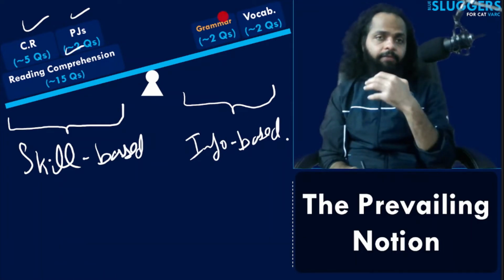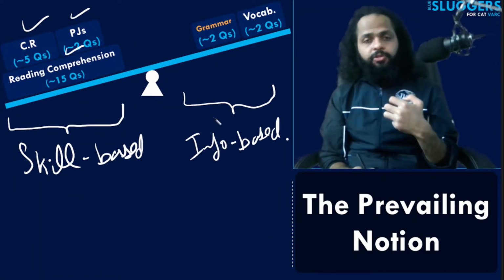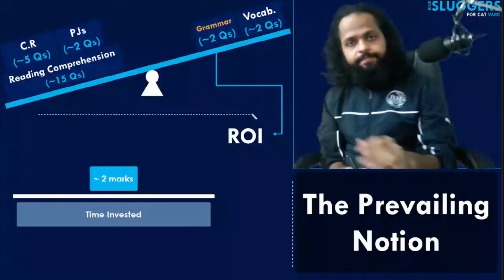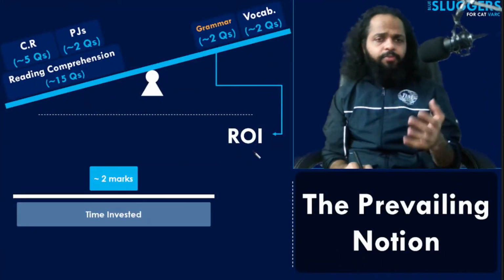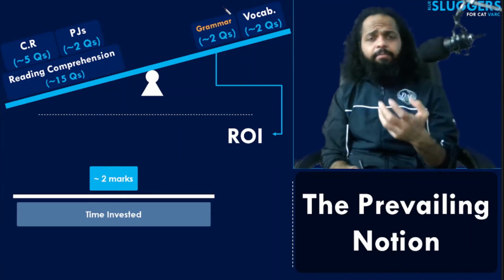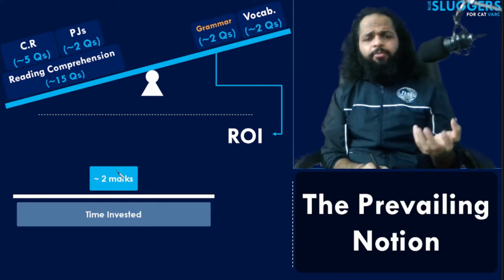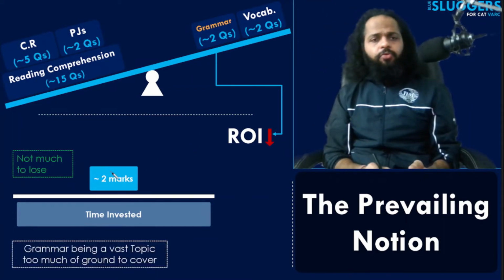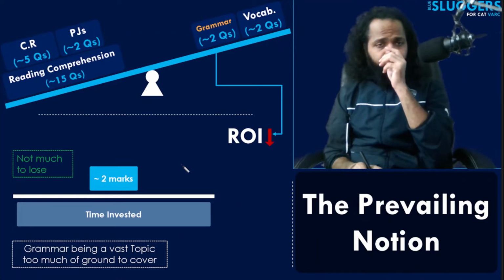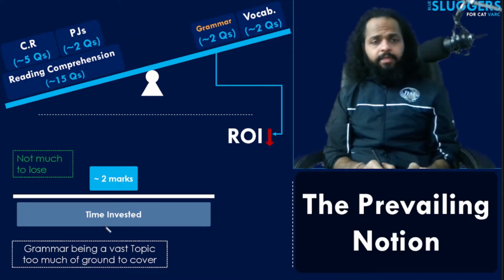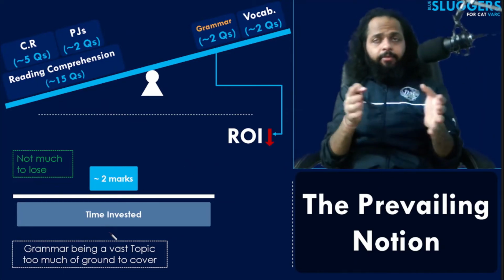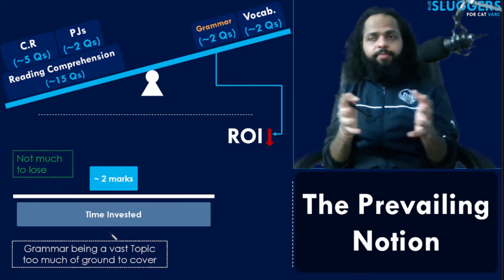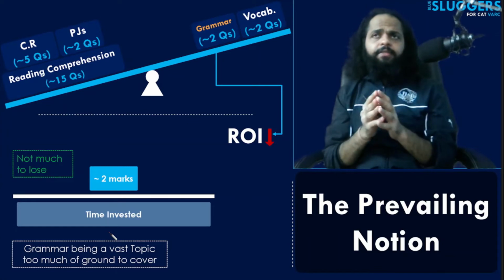So unless you already have a good background here, unless you already have a good exposure here, you're already well versed with these, right? So obviously that's the reason why people consider grammar and vocabulary to be a low ROI option. For example, if you just take the case of grammar, the number of marks on the numerator side of the ROI, there's not much to lose. You just gain 2 marks, and if you don't do it, you just lose 2 marks. But on the other hand, the amount of time that you have to invest could be huge, right? It being a very vast topic and everything. So that's how the argument goes.